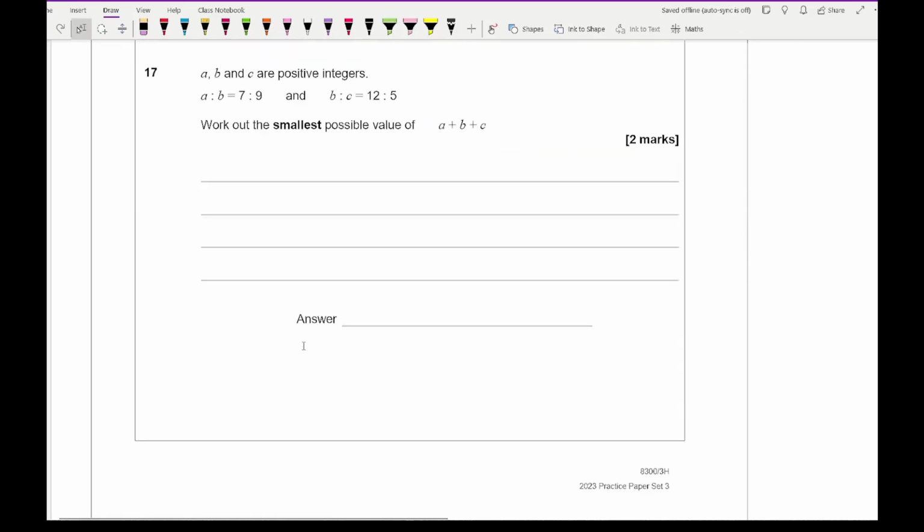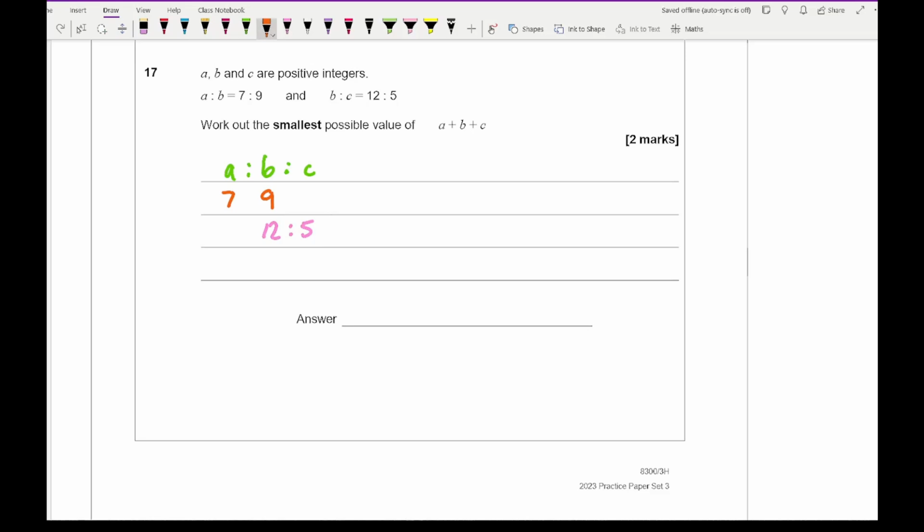For question 17, it says a, b and c are positive integers. a to b is 7 to 9 and b to c is 12 to 5. Work out the smallest possible value of a plus b plus c. So for this, what I need to do is to try and combine these ratios so I can have a to b to c. So if this is 7 to 9 and this ratio b to c is 12 to 5, then what I want to do is try and have the same number in the middle.